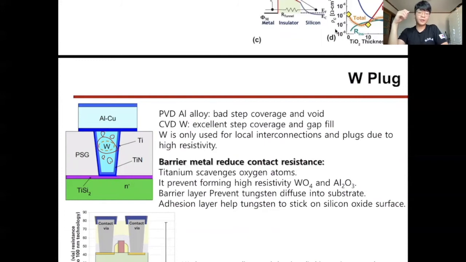However, tungsten has a high resistivity. So tungsten is used for the local interconnections or the plugs for the MOSFETs. Also, for the barrier metals, we use titanium nitride or titanium silicide. Those are very effective for blocking diffusion into the silicon.